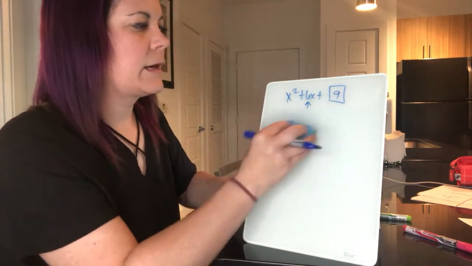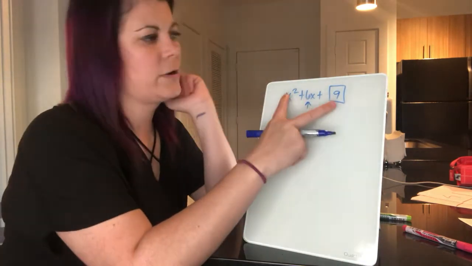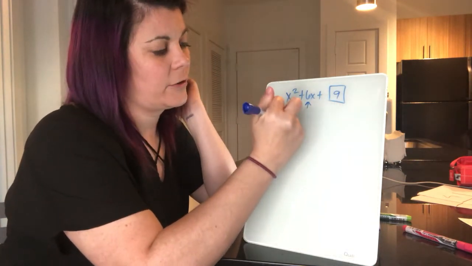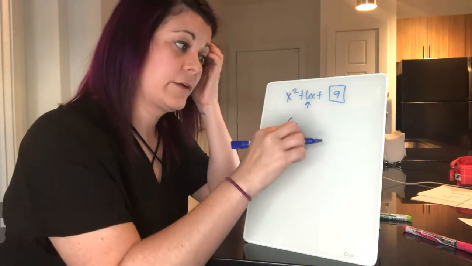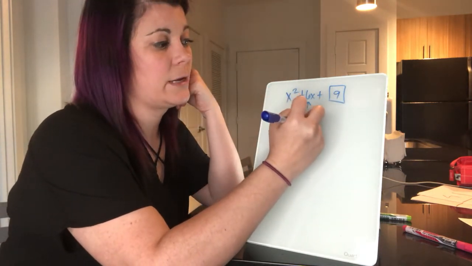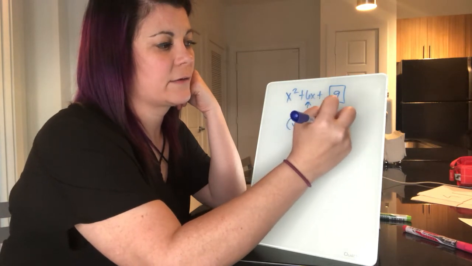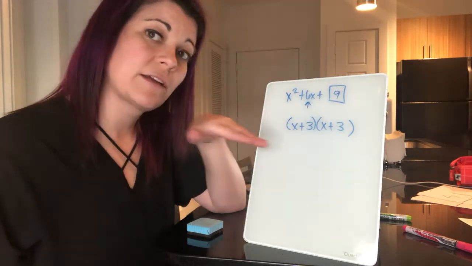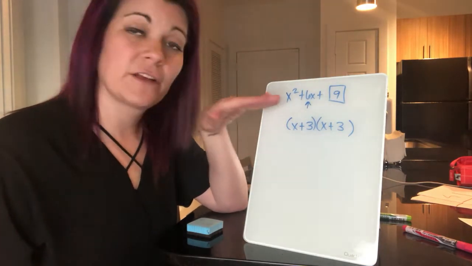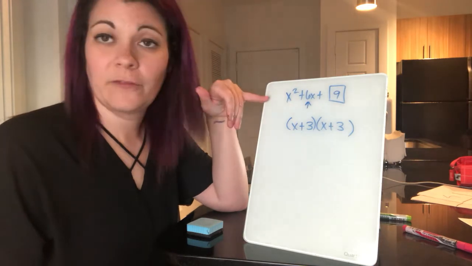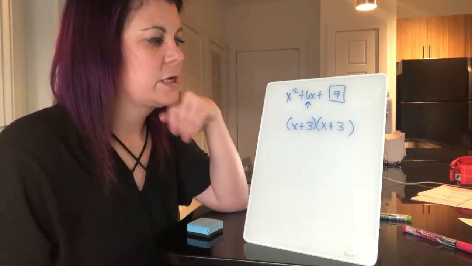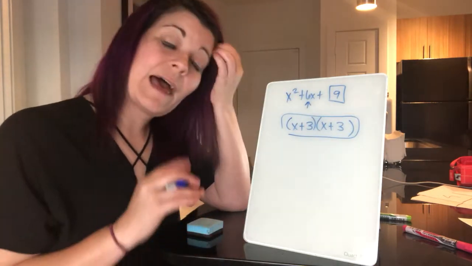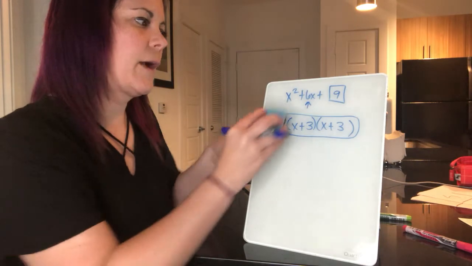The reason why is because when we factor this, we notice that our two end numbers are squares, and so the square root of x squared is x, and the square root of 9 is 3. And because 3 plus 3 is 6, we know that it factors. You should know how to factor perfect squares, and if you don't, there's a video of me on perfect squares. So it factors to x plus 3, x plus 3. So that is how you find your magic number to complete the square.